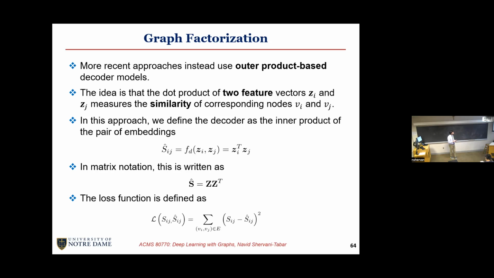And then we need to define some loss function that measures how far we are from our goal, in order to reconstruct our similarity measure. So we have a similarity measure S, and we have a reconstructed output of the decoder. We call that S hat. And then we sum over, there should be an L here. That's fine. We sum over all the edges, and we take the squared difference between these two.